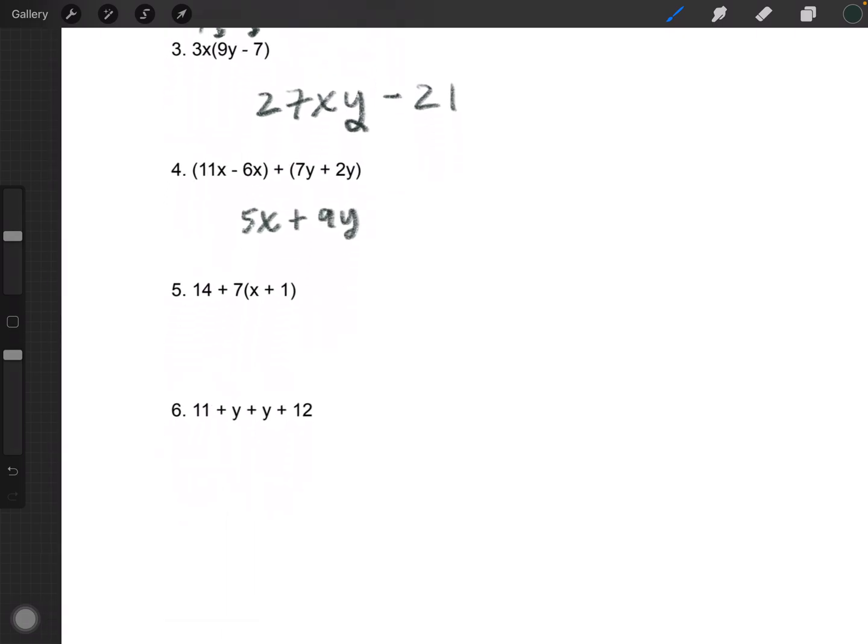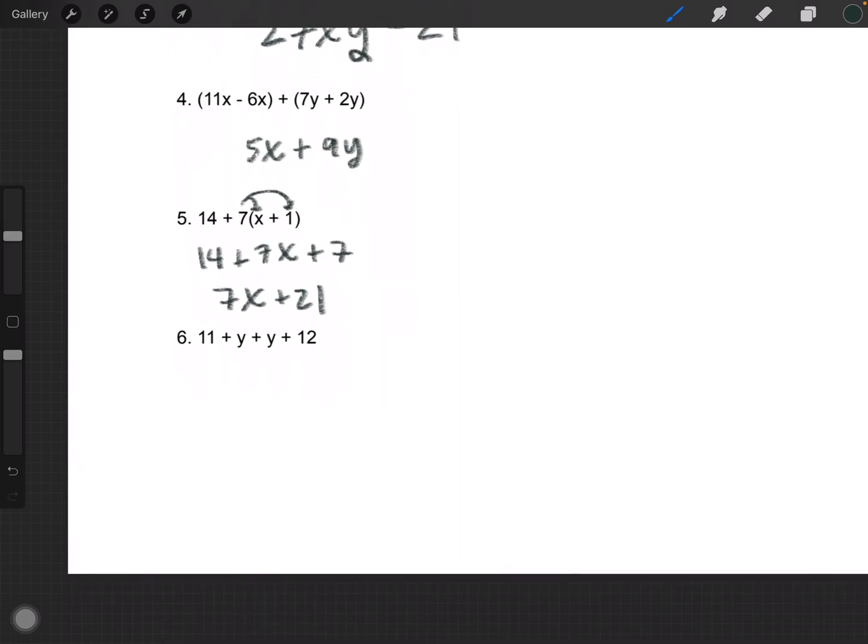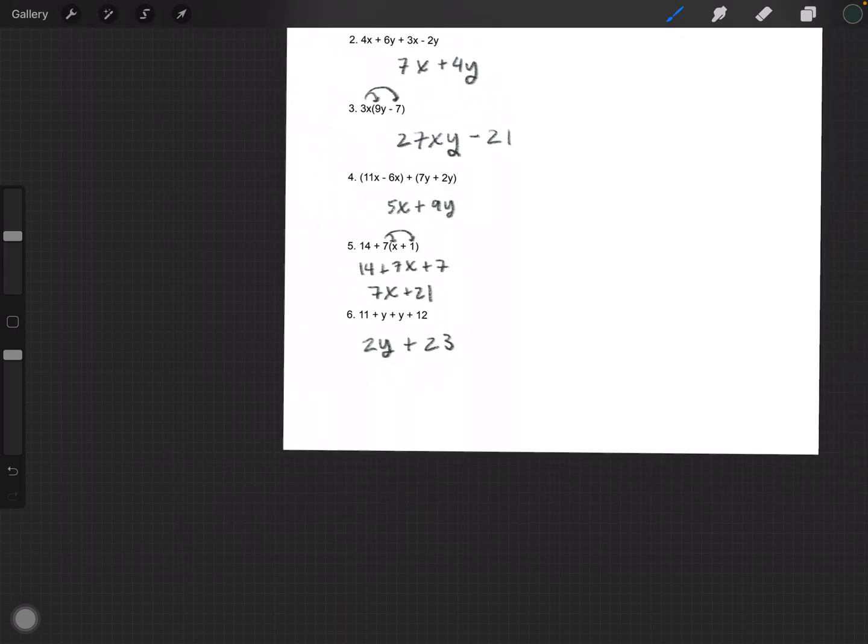And this one, number 5, distribute these, bring the 14 down, so 7 times x is equal to 7x, and 7 times 1 is equal to 7. We can simplify this even more because 14 plus 7 is equal to 21. And the last one, 11 plus 12 is equal to 23, where we want to do this first. There's two y's, so it's 2 times y plus 23.